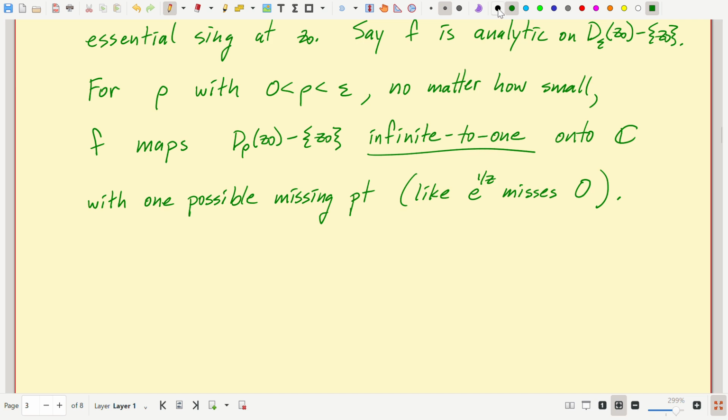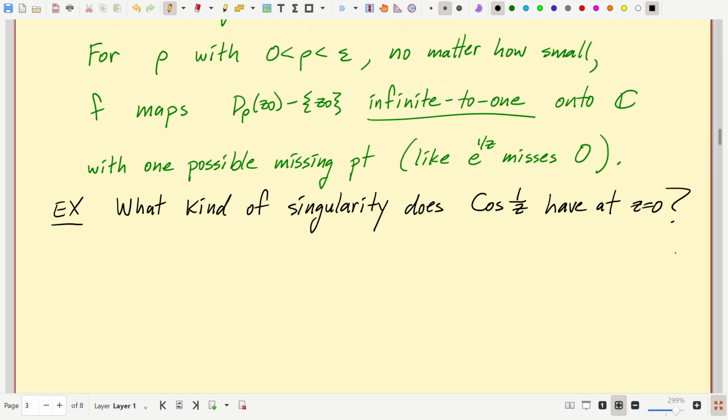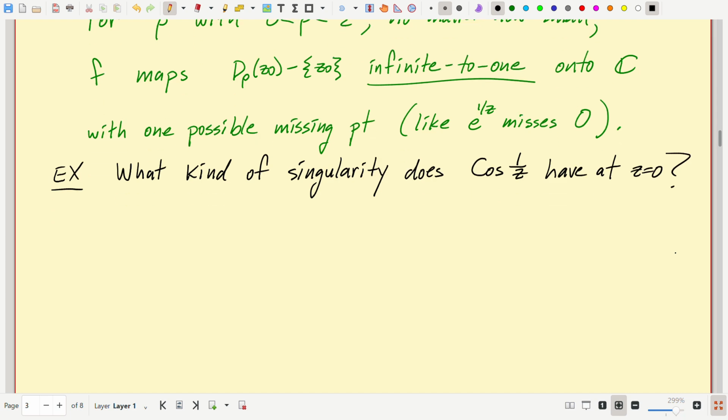So here's a typical example you'll find in the homework. Example. Let's think about what kind of singularity does cosine 1 over z have at z equals 0. Well, there's only three possibilities. Let's try to rule them out one by one.